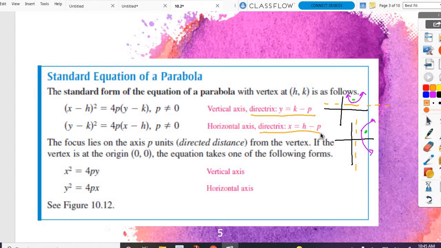So your equation for your directrix is y equals k minus p if it opens up or down. And it's x equals h minus p if it opens left or right. Notice that your vertex is going to be at h, comma, k.